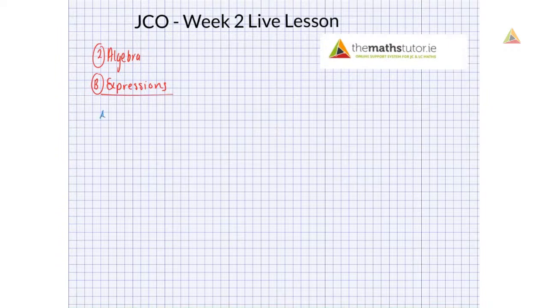Okay, so we're going to go through another example on expressions. Again, it's going to be simplify 2x by x minus 3 minus 4x by x minus 3. So you're going to multiply out and simplify. So it's 2x by x minus 3 minus 4x by x minus 3.